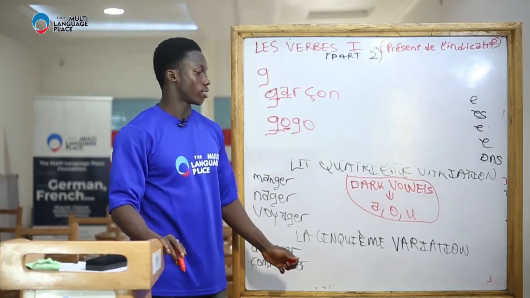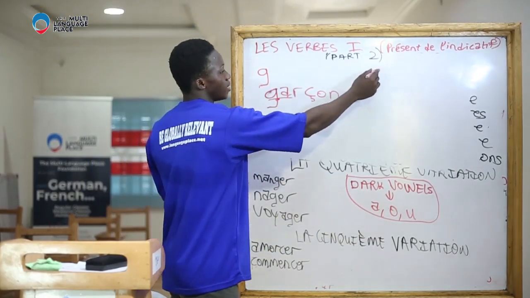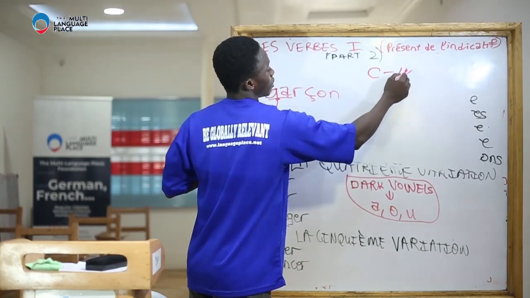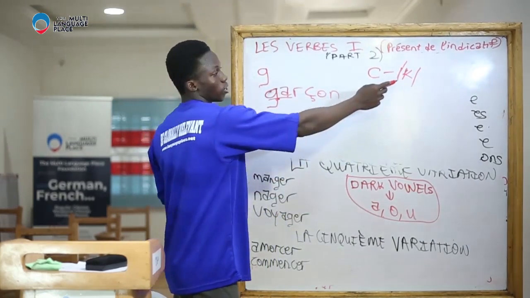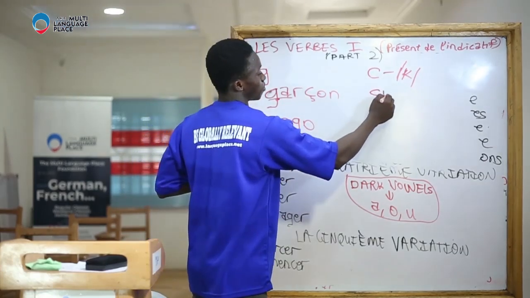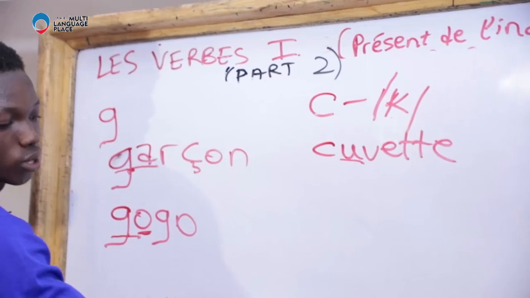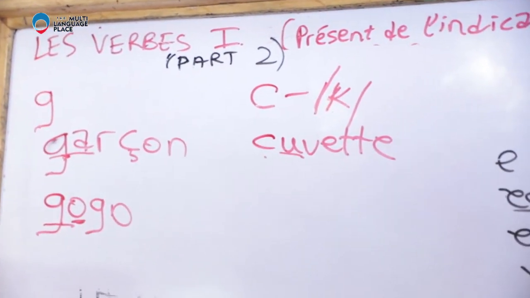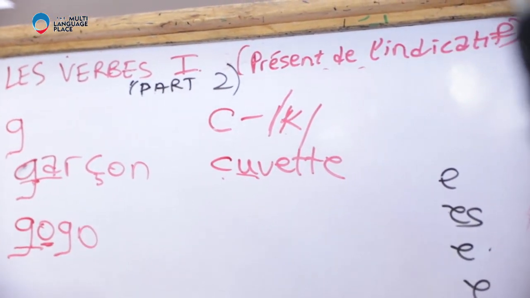Another effect of dark vowels is that they make the letter C to be pronounced as K. For example, U is a dark vowel, so we pronounce this as cuvette, and not suvette.